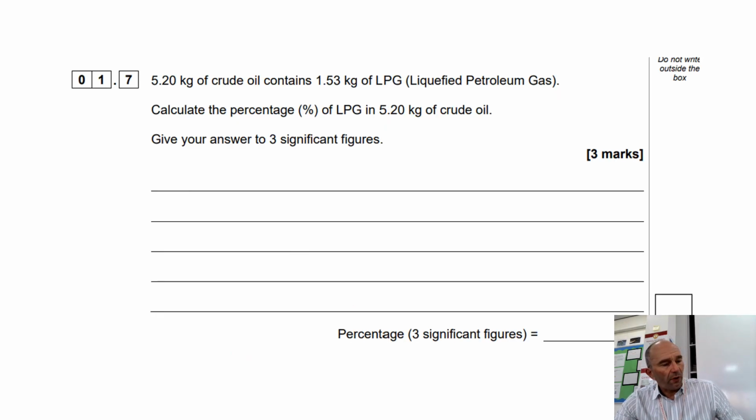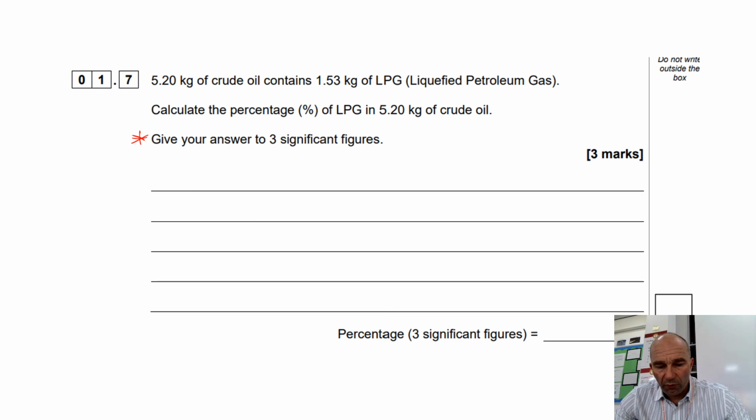Now, we've got some maths to get into here. So here we've got 5.2 kilograms of crude oil contains 1.53 kilograms of liquefied petroleum gas. Calculate the percentage of LPG, liquefied petroleum gas, in 5.2 kilograms of crude oil. And we have to give our answers to 3 significant figures. So it's worth making a mark there. We need to go back and check our answer and make sure that we've gone to 3 significant figures.